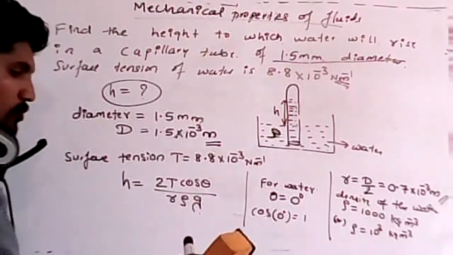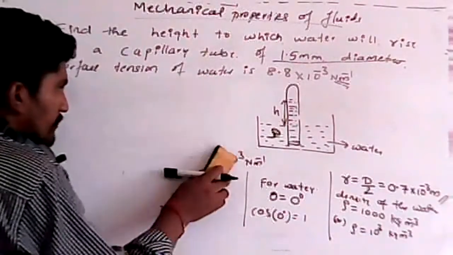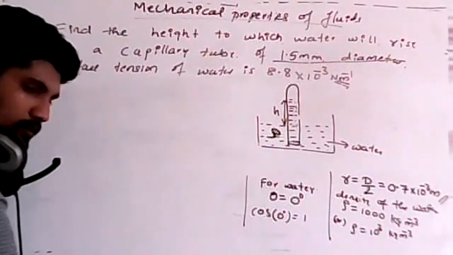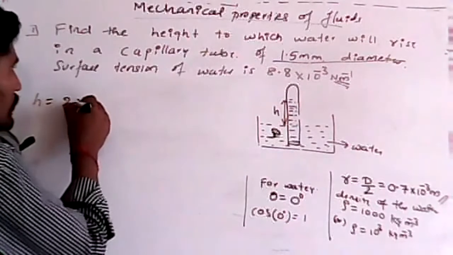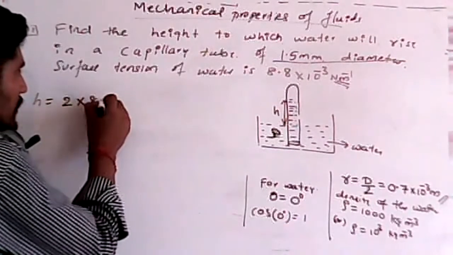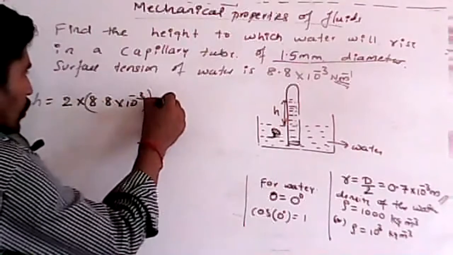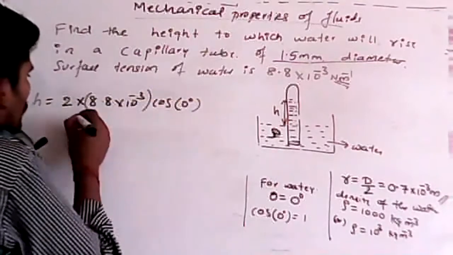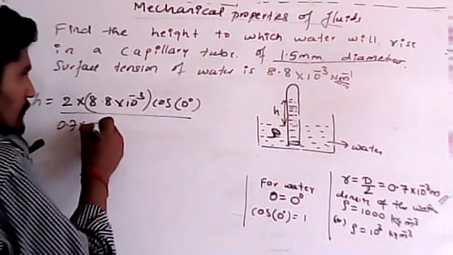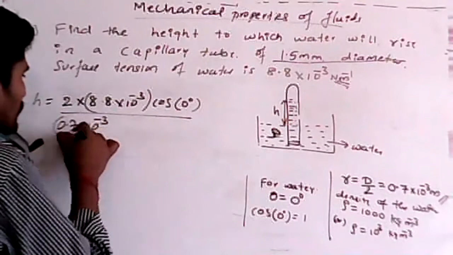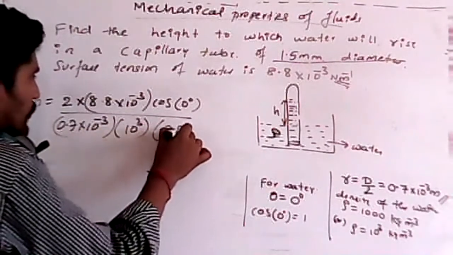So let me put all these values here. The h value is equal to 2 into T, which is 8.8 into 10 raised to minus 3, cos of 0 degree, divided by r, which is 0.3 meter, then rho is 10 raised to 3, and g value is 9.8.